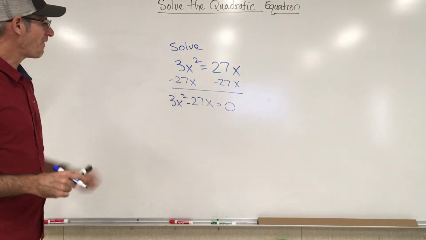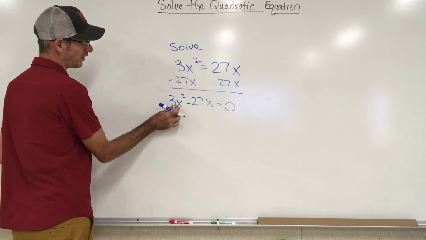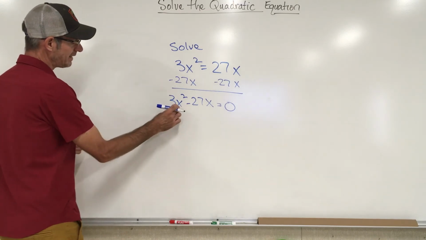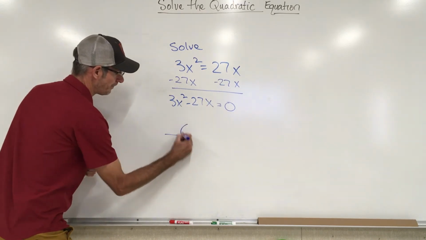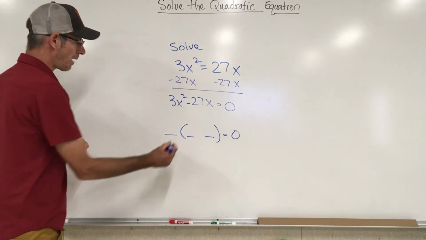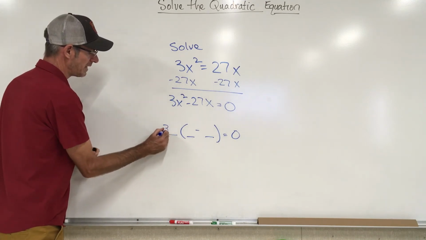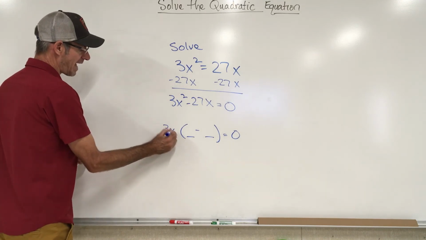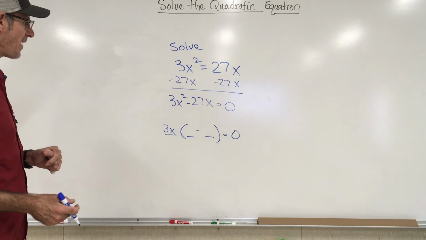I'm not going to do the whole factor tree this time. I know that the biggest number that goes into 3 and 27 evenly is 3. And I can see that they both have at least one x. So when I go to write the problem using the reverse distributive property, I know that my greatest common factor is going to be 3, because it's the biggest number that goes into both of them evenly. And I'm going to have an x because they both have at least one x. So that's my greatest common factor.